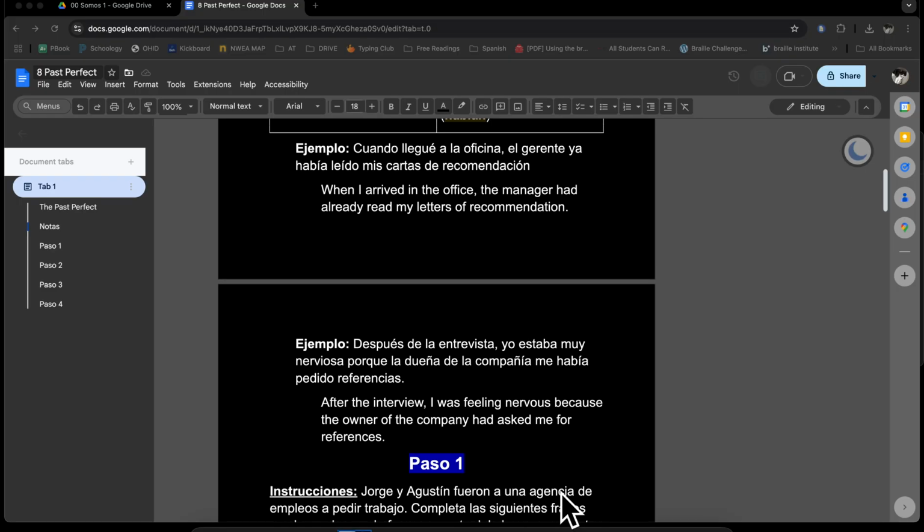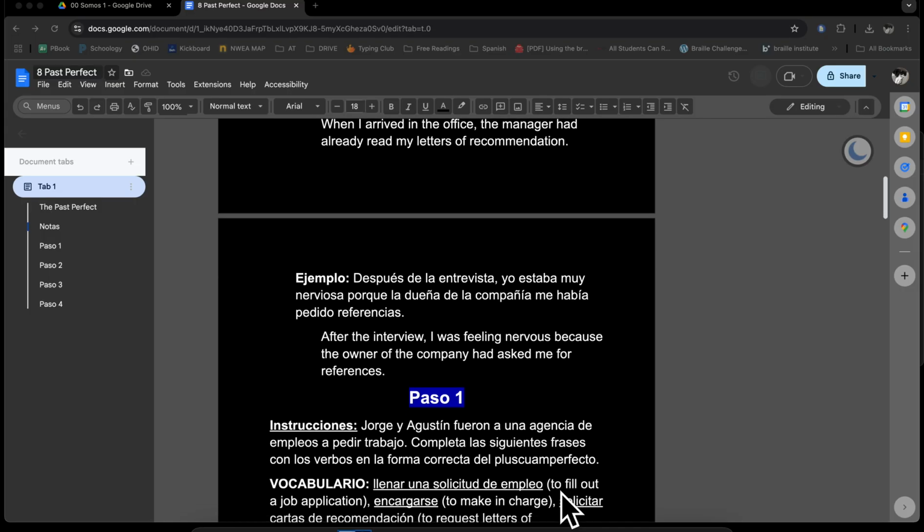Here we have some example sentences in your packet. Cuando llegué a la oficina, el gerente ya había leído mis cartas de recomendación. When I arrived at the office, the manager had already read my letters of recommendation. Después de la entrevista, after the interview, yo estaba muy nerviosa. I was very nervous porque la dueña de la compañía me había pedido referencias. I was very nervous because the owner of the company had asked me for references.